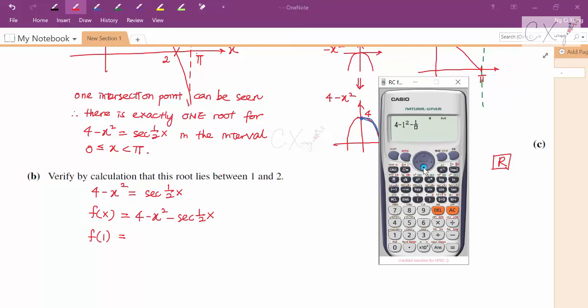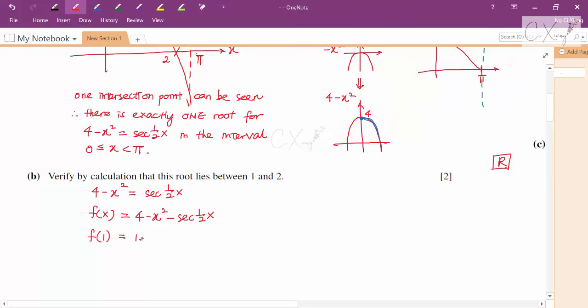So 1 divided by cos half x. Half x means that when x equals 1, you substitute it here, you have a half. So you can press in 0.5 cos. And you press the equal sign. This is the answer that the calculator shows us, where you should get 1.86 if I make it into 3 significant figures. So we do the same thing for f2.